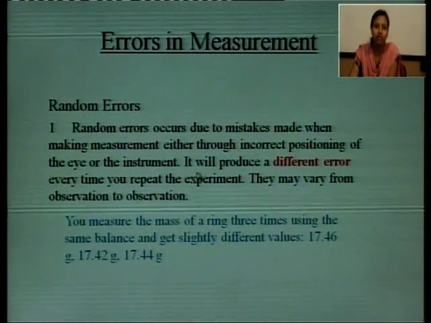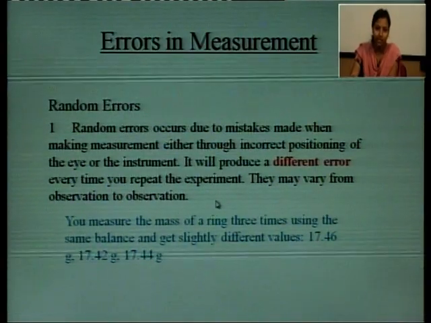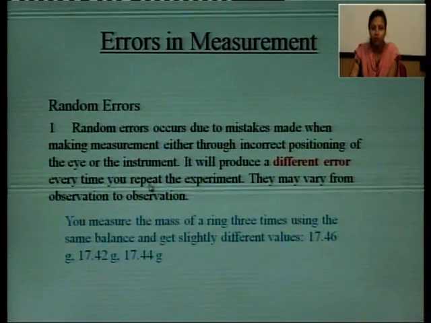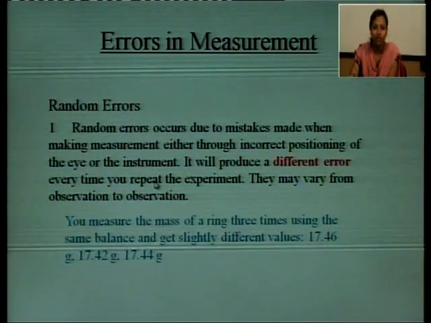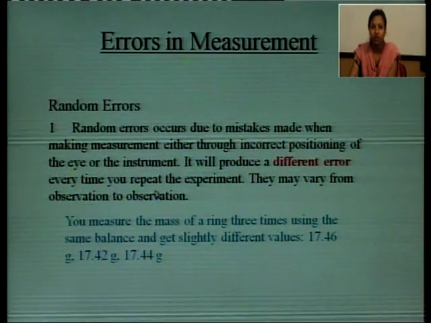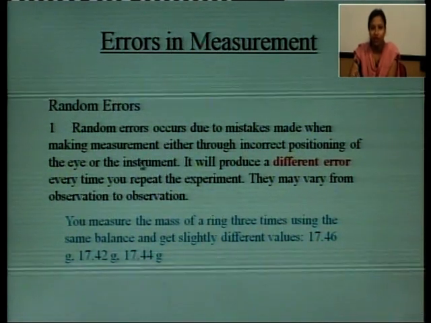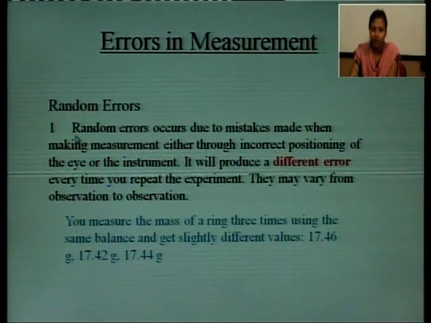The meaning of these lines is that if we are making any measurement with the same instrument, but we repeat that experiment a number of times, then in each measurement there is a different type of error involved. That type of error is called random error because it occurs by chance.